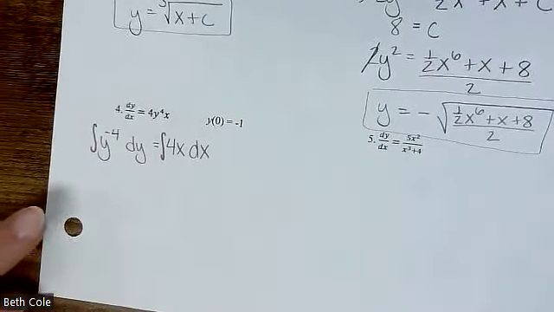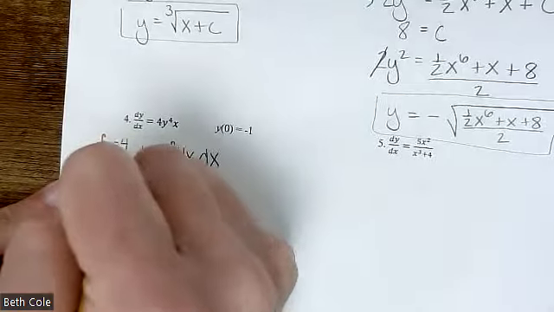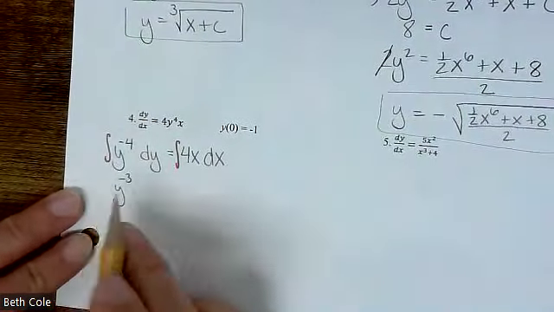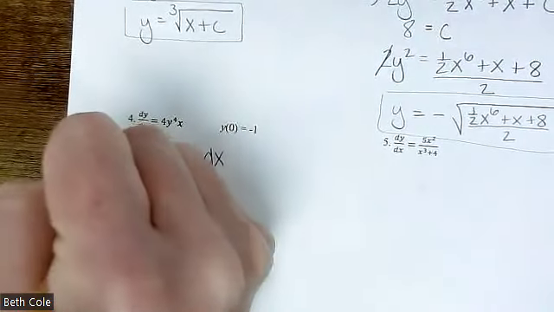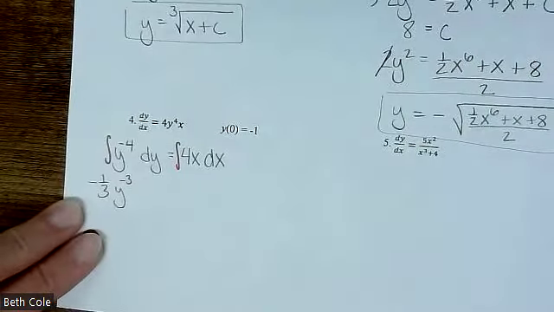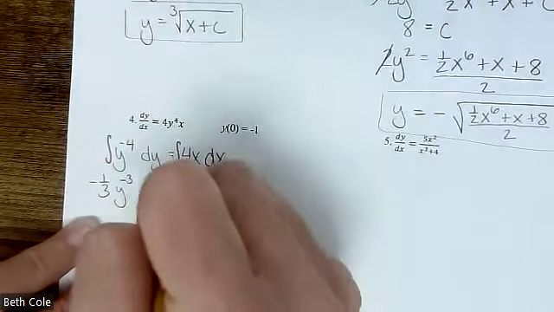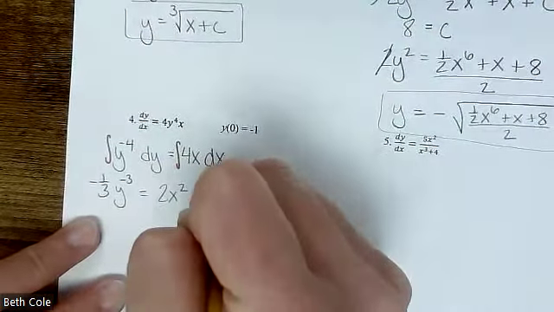Now you have to raise the power, so it's going to become less negative. It'll be y to the negative third, and then what would you put in front of that? Yeah, negative 1/3, good. And I'm going to fix that in the next step. Equals, what would this give you? Yep, 2x squared plus c.